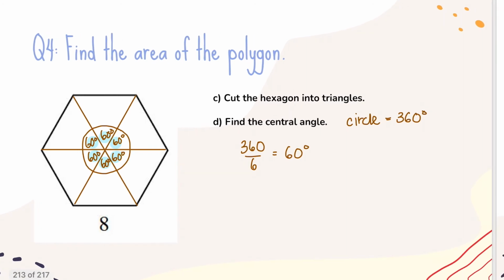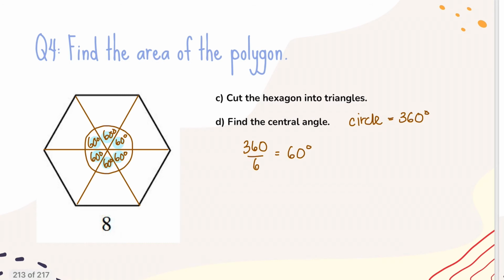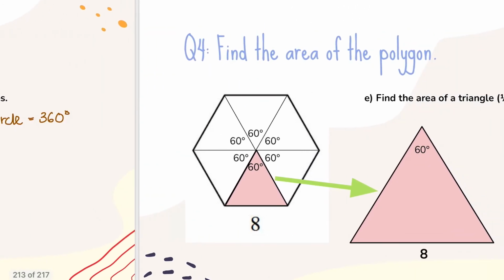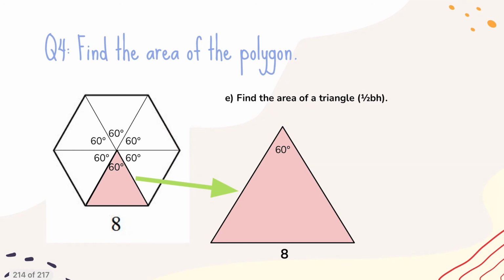Okay, so after doing that, so cutting into triangles first, finding the central angle second, the next thing we're going to do is find the area of this triangle given two pieces of information. We have the bottom of the triangle, which is our base, and this central angle, which is 60 degrees. Notice that I pulled one of the triangles out, because if I find the area of this one triangle, then I can find the area of the hexagon.